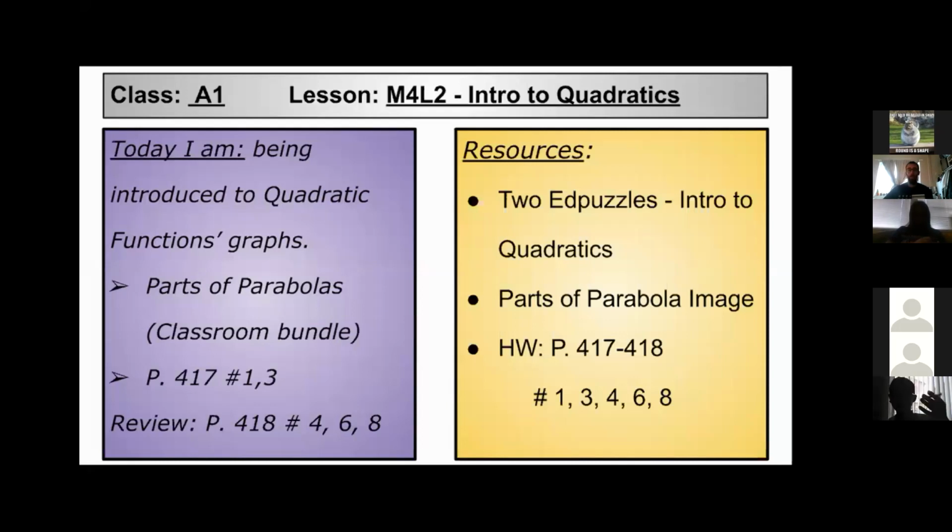So today what we're doing is we're being introduced to quadratics, functions, graphs. We're going to talk about the parts of parabolas. That's already been put up. Actually, I just put another post up on the Google Classroom. I'll kind of reference that in 1 second.